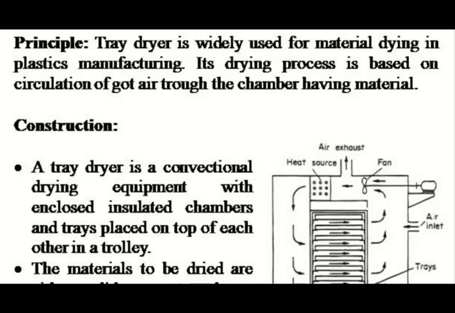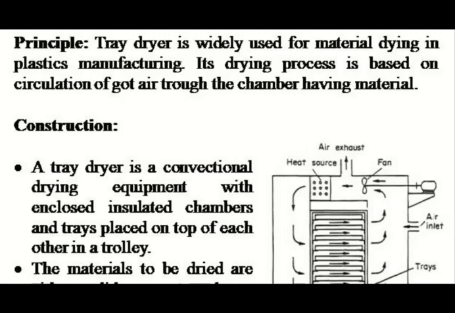First we shall see the principle. The tray dryer is widely used for material drying in plastic manufacturing. The drying process is based on circulation of hot air through the chamber which is having the material.